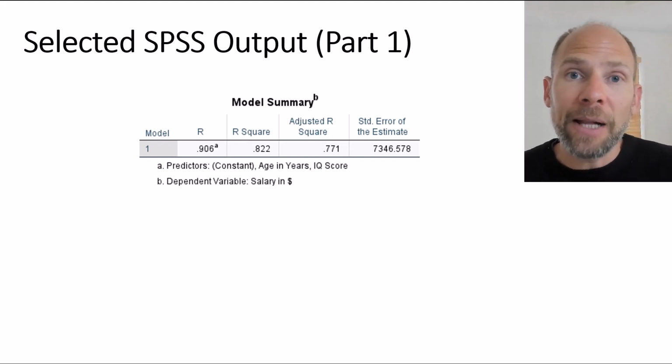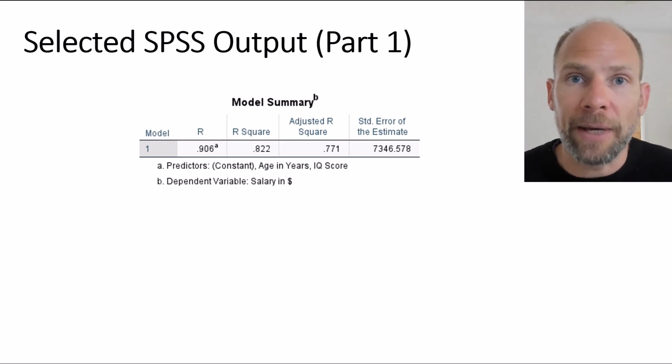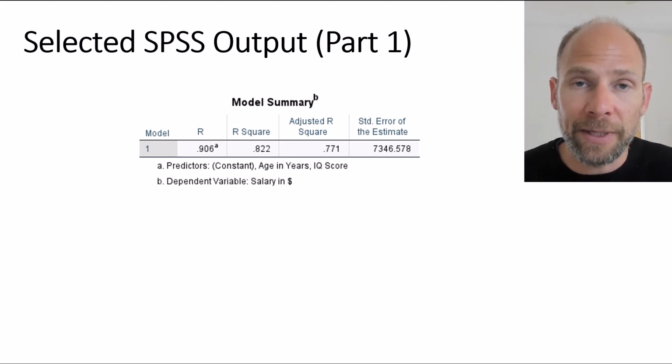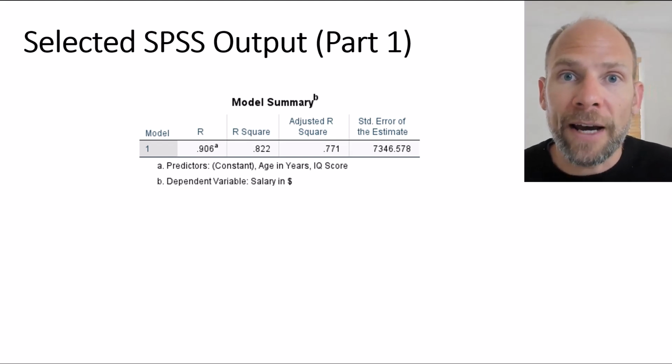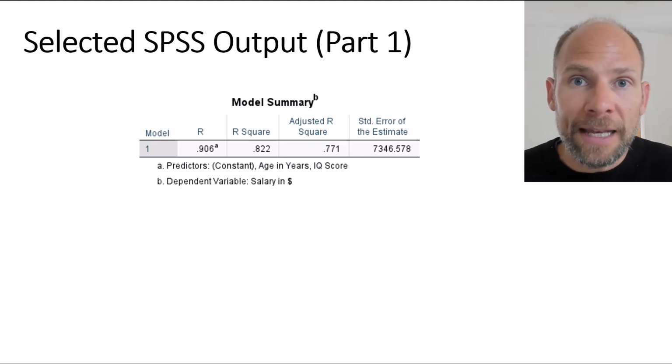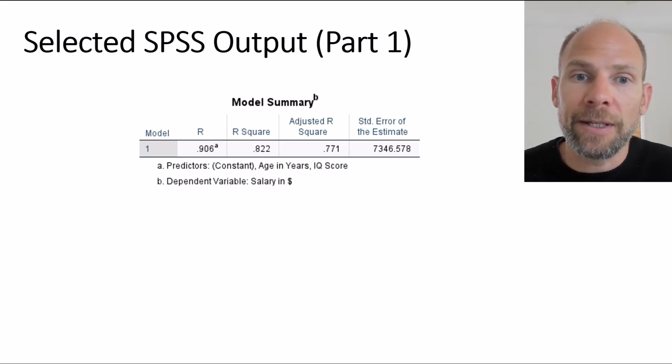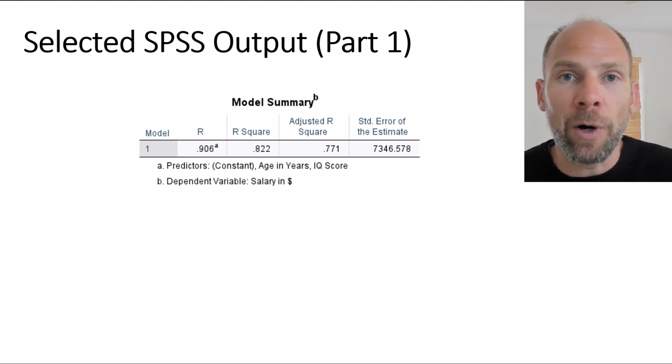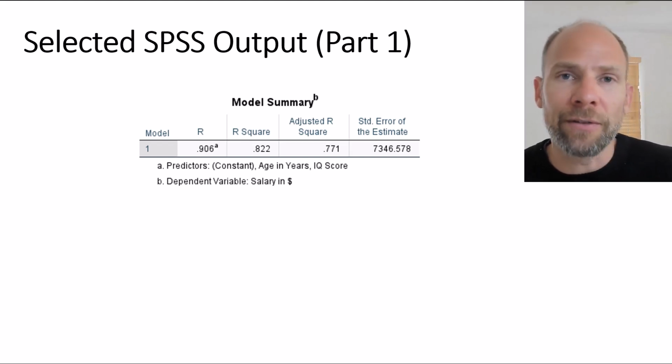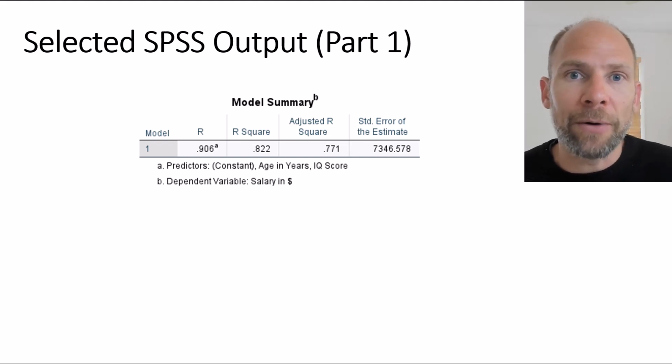Now, the sample R squared tends to overestimate the explained variance in the population, and therefore an adjusted R squared is also provided by SPSS. The adjusted R squared or shrunken R squared provides for a more realistic estimate of the explained variance. You can see it is smaller here, 0.771, so more realistically, more conservatively, so to say, we can assume that about 77% of the salary variability is explained by age differences and differences in IQ scores.